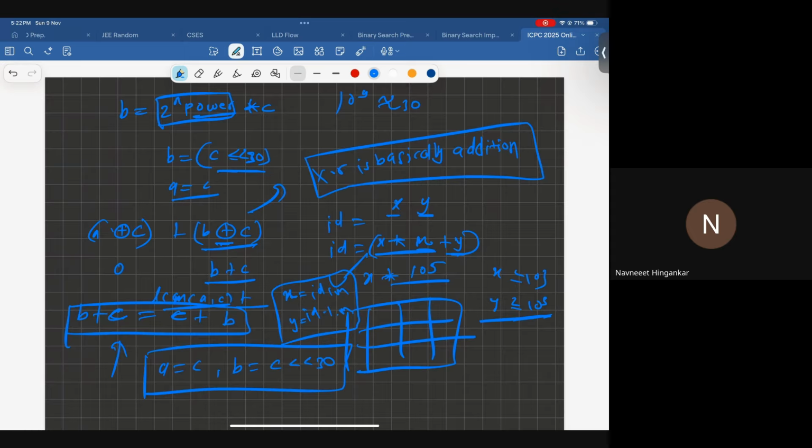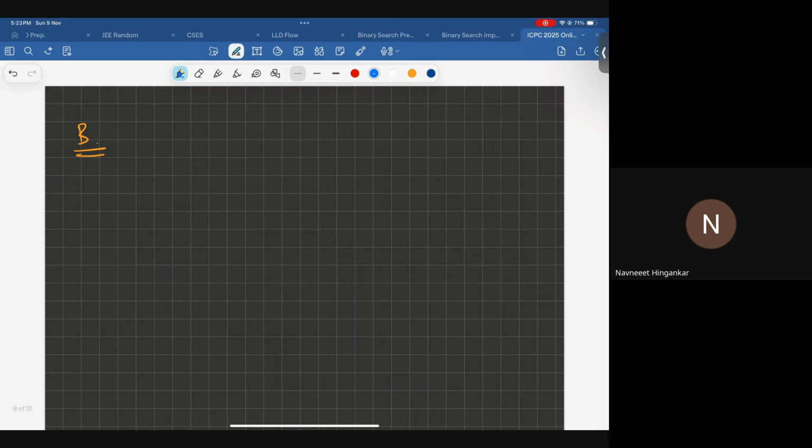Let's discuss D. D was an interesting one. Any queries in C, by the way? Any queries in C? Okay, so let's jump to D, if you don't have any queries in C. Oh, sorry. D, man. Make empty.